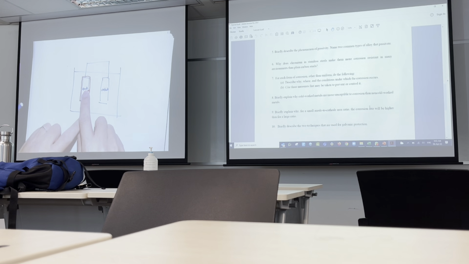If I have a small little cut on the painted anode, the demand for electrons is huge because the cathode surface area is very big. The anode has to provide them. So over here, the corrosion will be very aggressive, very local and very fast.